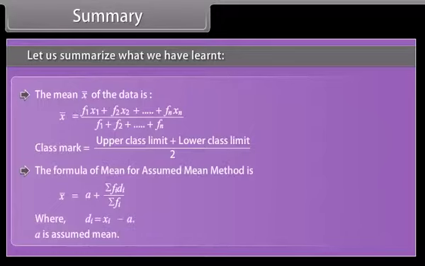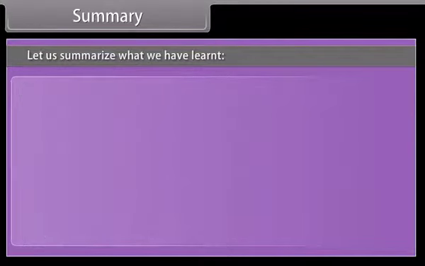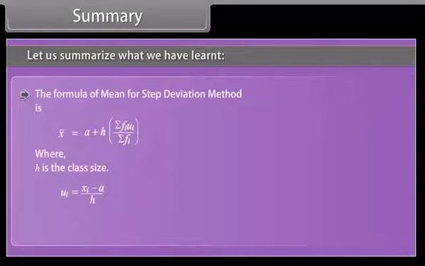The formula of mean for the assumed mean method is assumed mean plus summation of the product of fi and di divided by summation of fi, where di is equal to xi minus a, and a is the assumed mean. The formula of mean for the step deviation method is assumed mean plus h multiplied by summation of the product of fi and ui divided by summation of fi, where h is the class size and ui equals (xi minus a) divided by h.